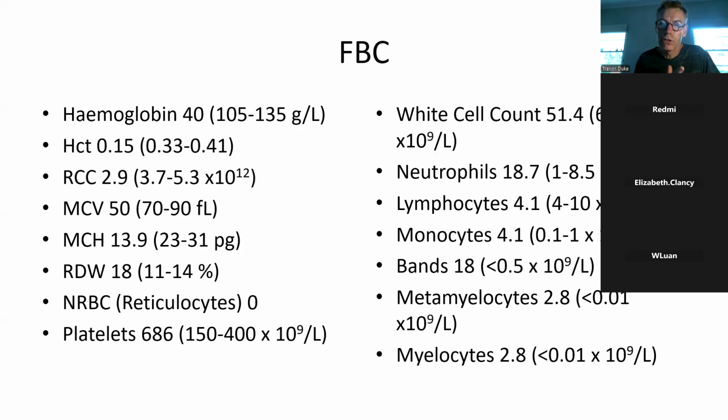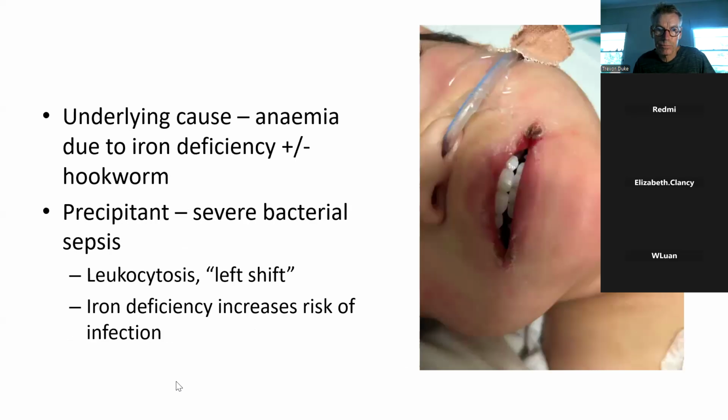Instead, if you look at most full blood counts of well children or children who don't have severe infection, severe sepsis, most of their neutrophils will be mature ones. They won't be so much the immature forms. And so this is the white cell differential of a child who's got a very large left shift, and it suggests that the child's likely to have severe bacterial sepsis, and that's what this boy had.